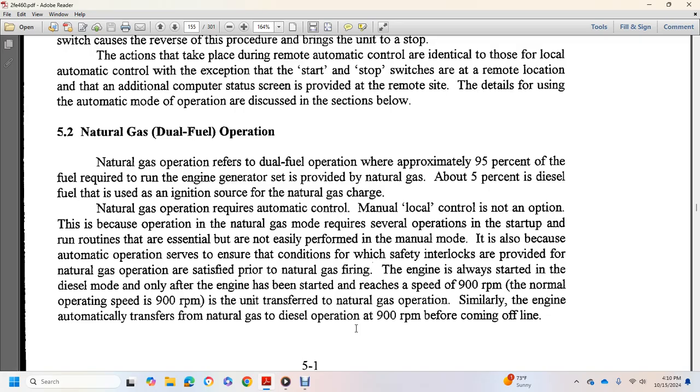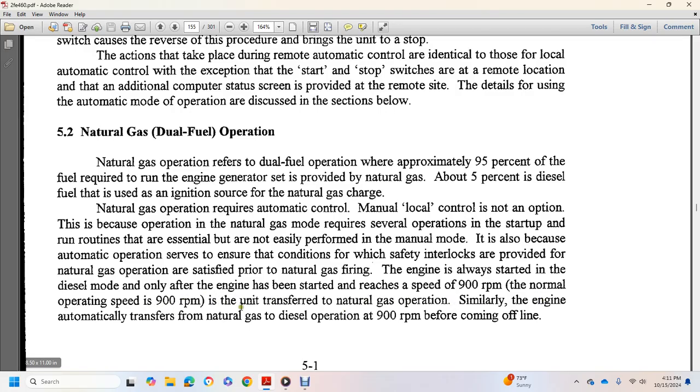This is because operation in natural gas mode requires several operators to start up and run routines that are essential but not easily performed in manual mode. It is also because the automatic operation serves to ensure that the conditions with safety interlocks provided for the natural gas operation are satisfied prior to natural gas firing. The engine is always started in the diesel mode, and only after the engine has started and reaches the normal operating speed of 900 RPM does the unit transfer to natural gas operation.